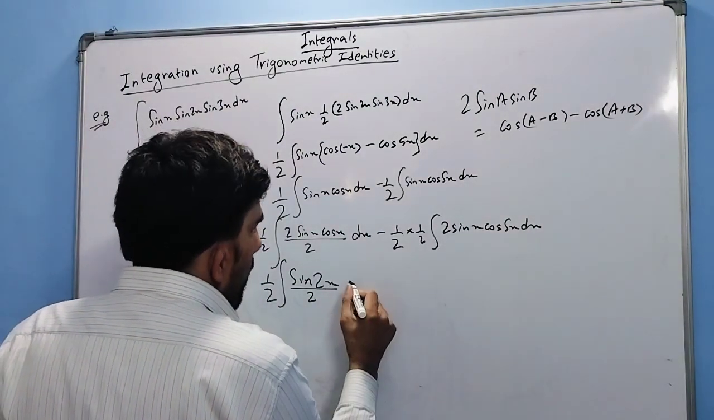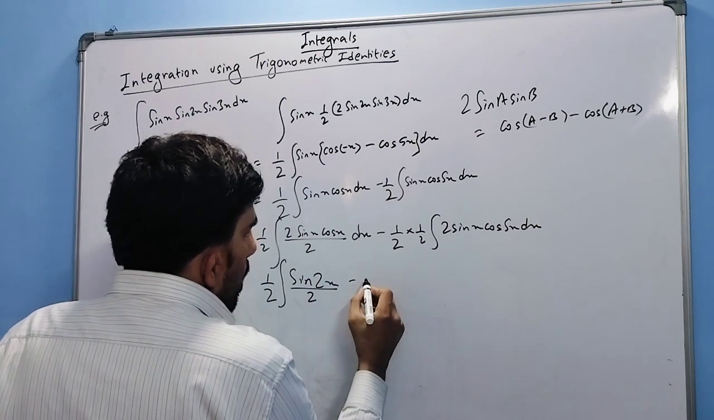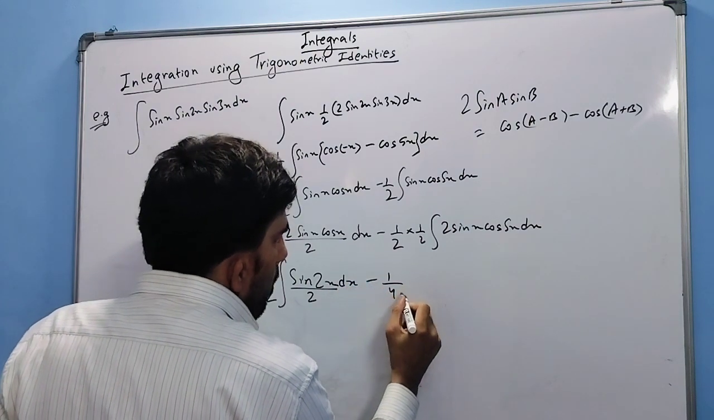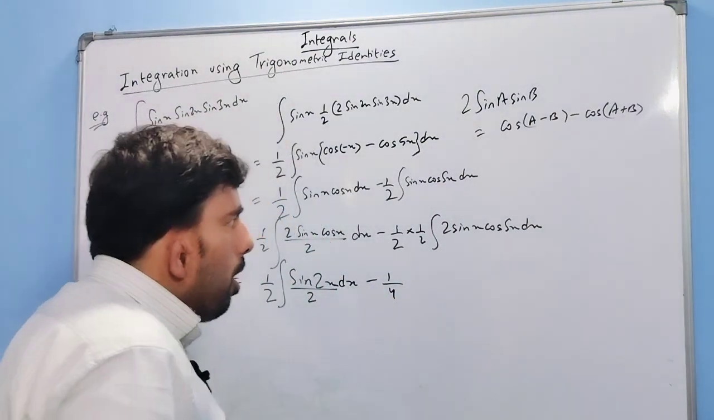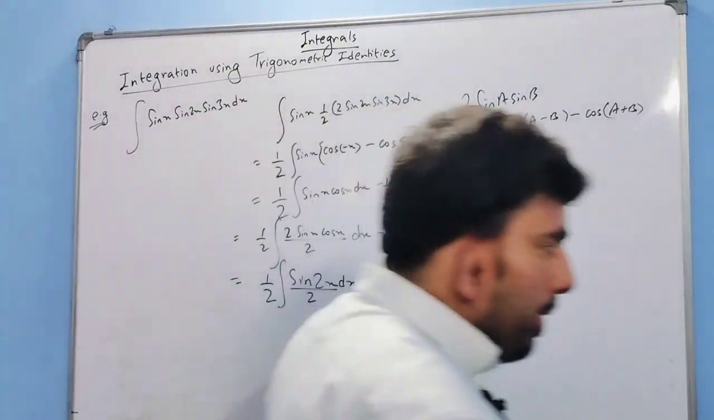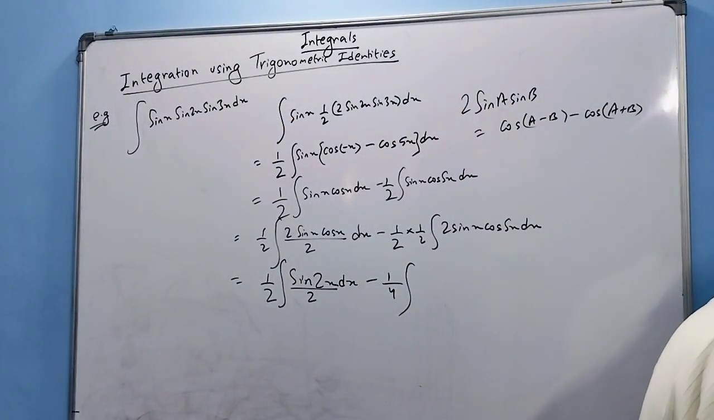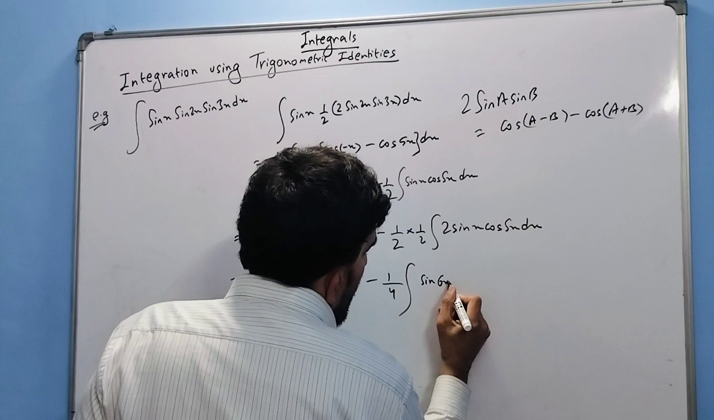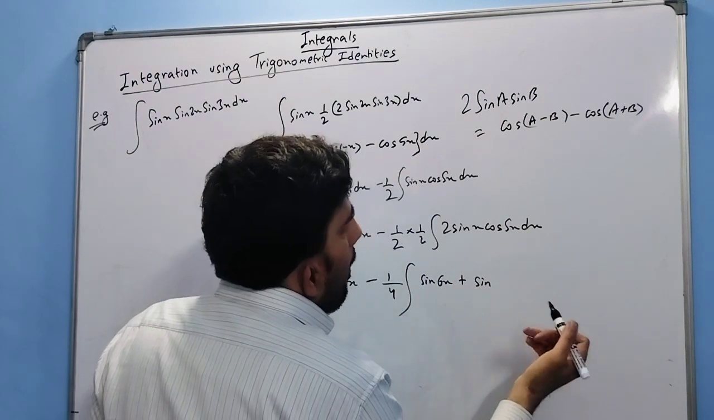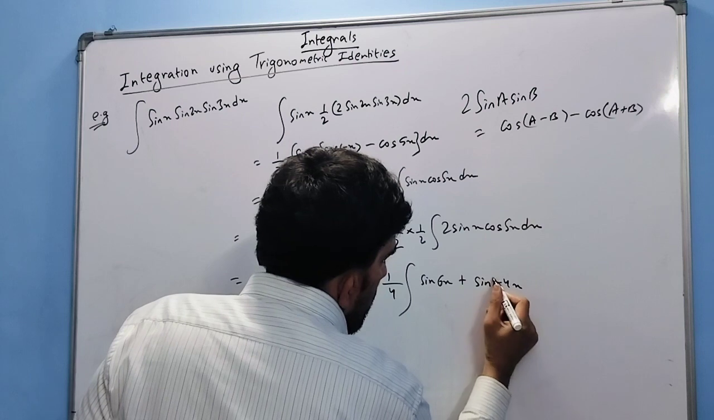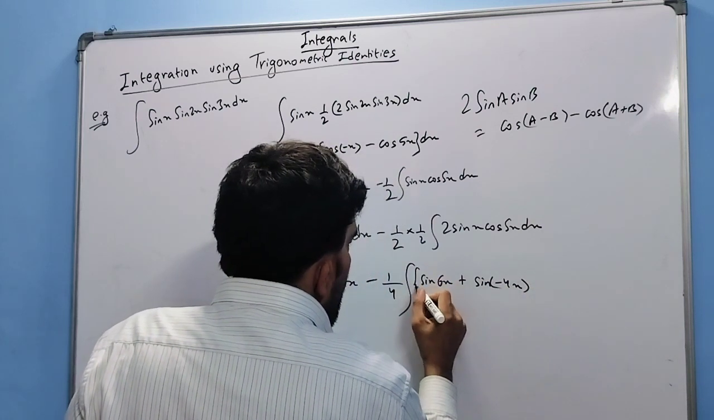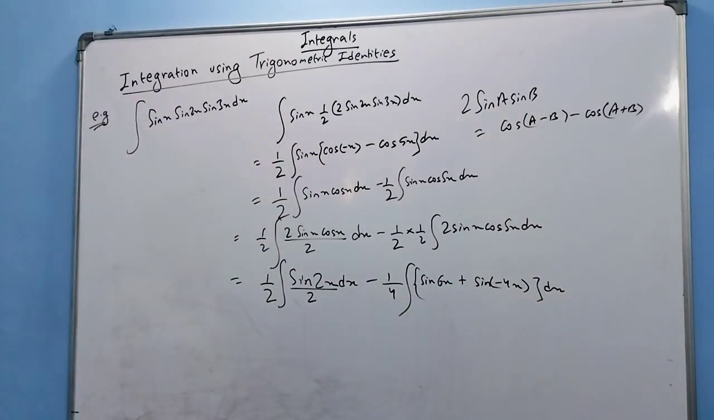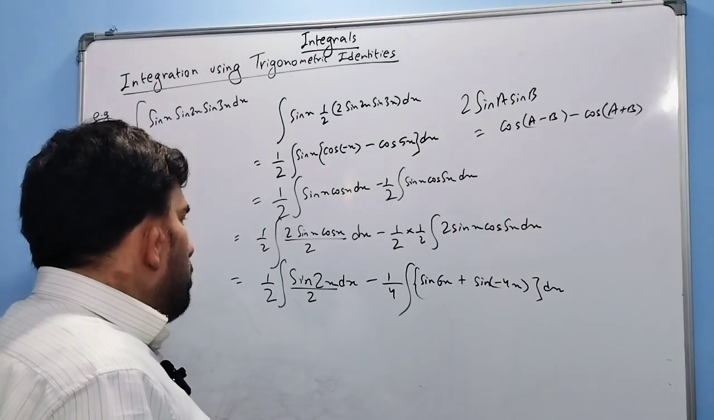So now here what will happen, minus we have, dx. Okay, now minus 1 upon 4. Now for 2 sin a cos b, we will apply the identity, that is sin a plus b plus sin a minus b. So we'll get sin 6x plus sin 4x, dx. Okay, we apply the identity here now.